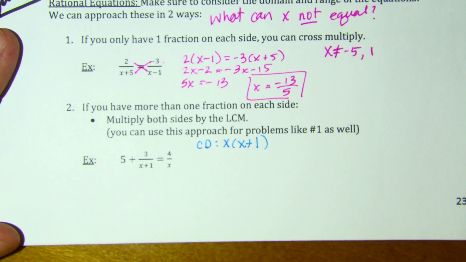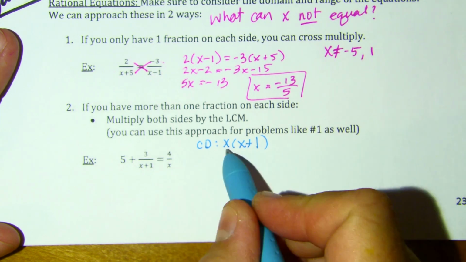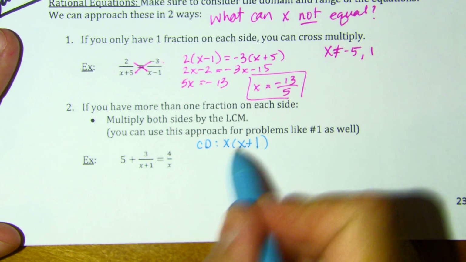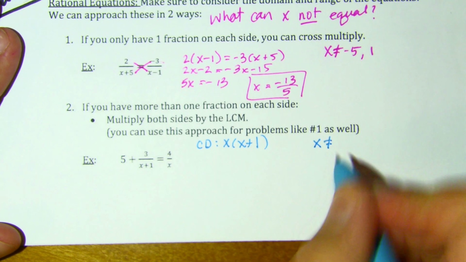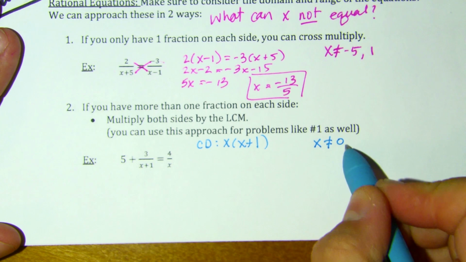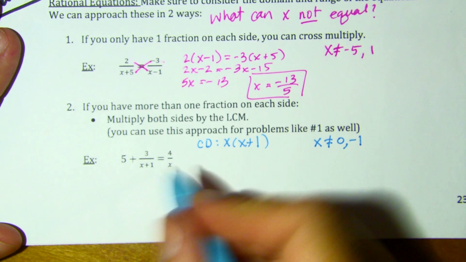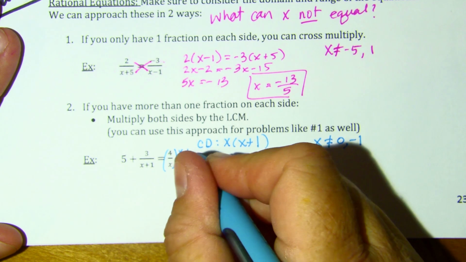Okay. Now, that's our common denominator because I need to have a single x by itself, and I need to have an x plus 1. If there was a denominator here, I'd also have to consider it. And I still also have to consider what x cannot equal. And in this case, x can't equal 0, and it can't equal negative 1, because that's what would make these denominators 0. So I'm going to multiply both sides of my equation by x times x plus 1.